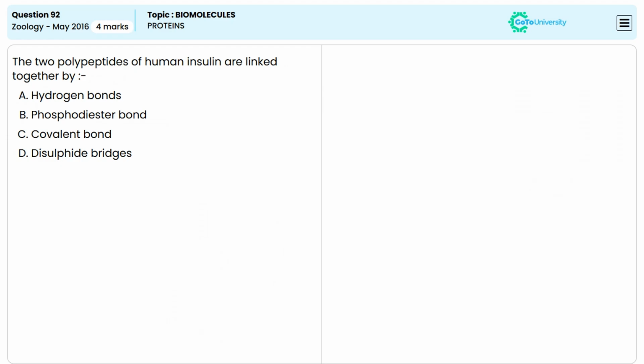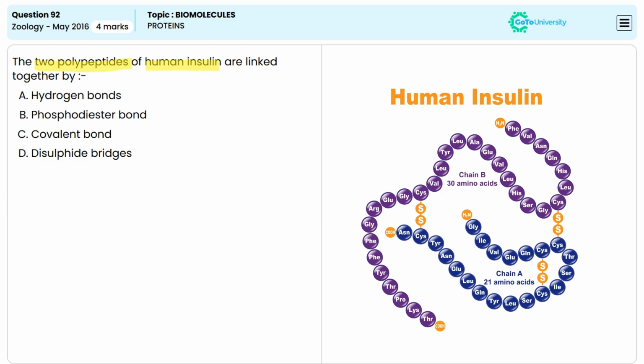Which among the following bonds link two polypeptides of human insulin? The two polypeptides of human insulin, that is chain A with 21 amino acids and chain B with 30 amino acids, are held together by the disulfide bridges or the disulfide bonds, which are covalent bonds formed between sulfur atoms of cysteine residues in each chain. So these bonds help stabilize the three-dimensional structure of the insulin molecule.